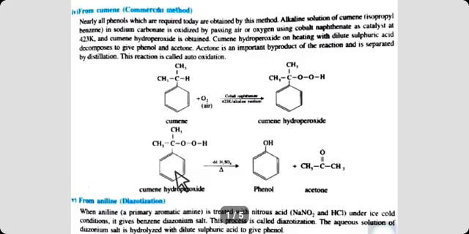Cumene hydroperoxide, on heating with dilute H2SO4, decomposes to give phenol and acetone. Phenol means aromatic ring containing a hydroxy group, and the remaining part is acetone, means CH3 C double bond O CH3.